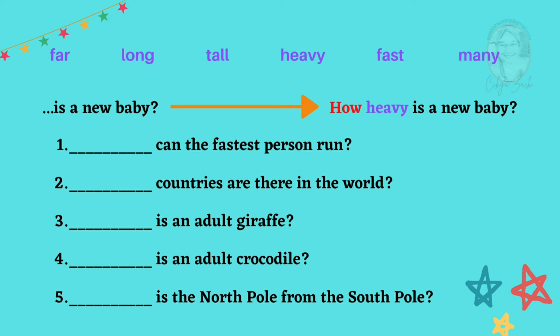Let's look at the example given. Blank is a new baby. Now, you have to add how and one of the adjectives given to complete the question. And the best form of question is, how heavy is a new baby? Now it is time for you to complete the questions from number 1 until number 5. You may pause this video for you to be able to complete the questions.